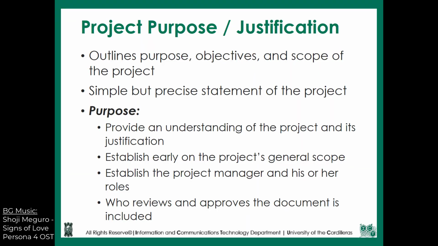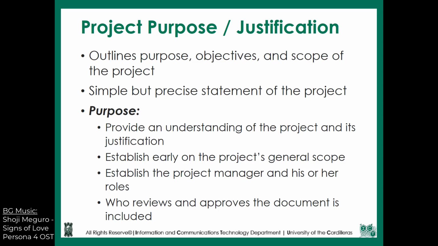First of all is the project purpose or justification. Of course you have the project name and then the names of your team members. The third one there is the project purpose or justification. It's a one-sentence outline of your purpose, objectives, and scope of the project. As you can see, it's a simple but precise statement of the project. It should only be around one or maybe two sentences.